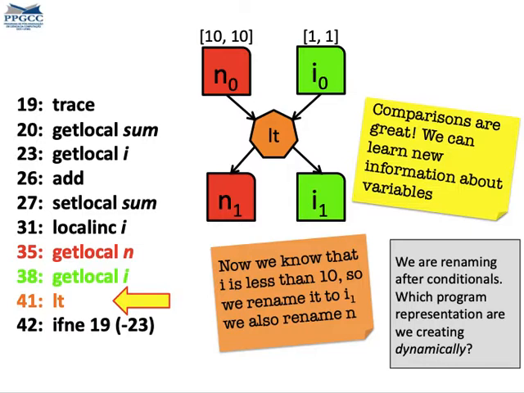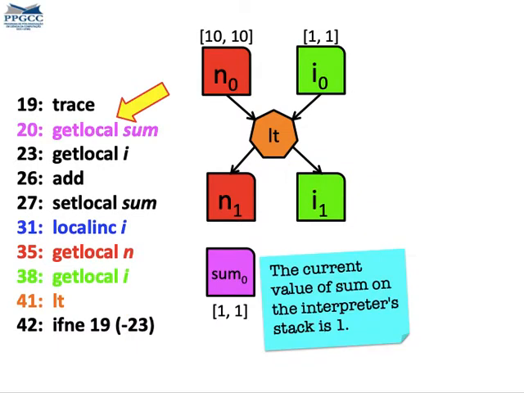We rename the variables after every comparison. In practice, we are building some sort of extended static single assignment form. Do you remember this representation from the range analysis class? It renames variables after conditionals. Now we move to the beginning of the trace.